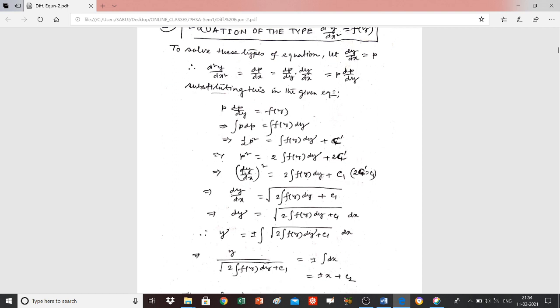And from here you know that p was taken as dy by dx. So you can write dy by dx whole square is equal to 2 times integration of f(y) dy plus c1, where c1 is another constant, that is equal to 2c1 prime.